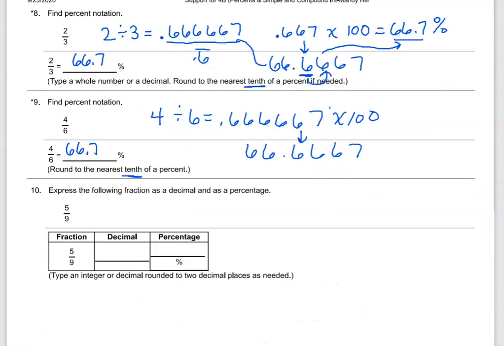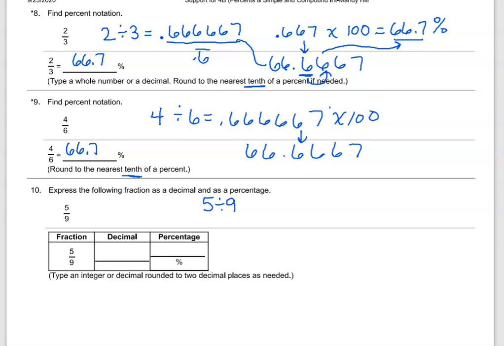Okay, so this is the last problem that we need to work on. And it says express the following fraction as a decimal and as a percentage. Well, we've been doing this. So I have a question: do we always divide or multiply by 100? When we're going from, the question was, do we always divide or multiply by 100?